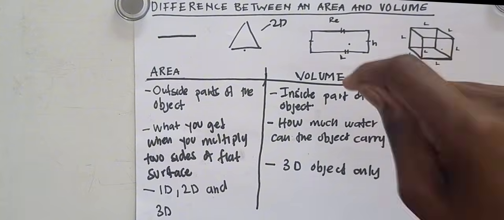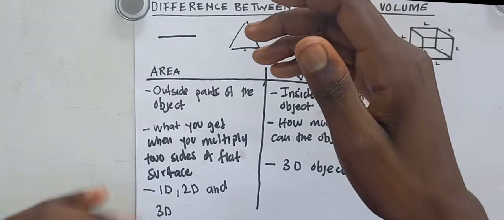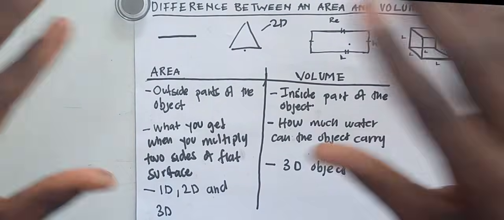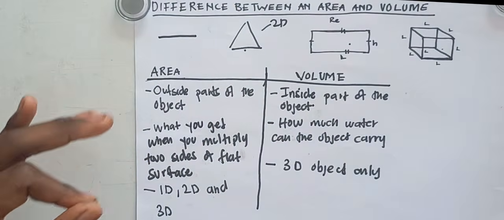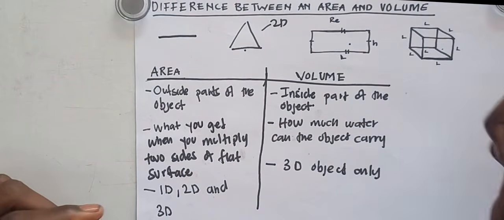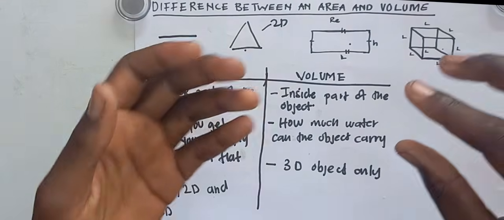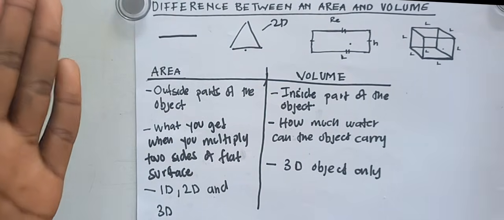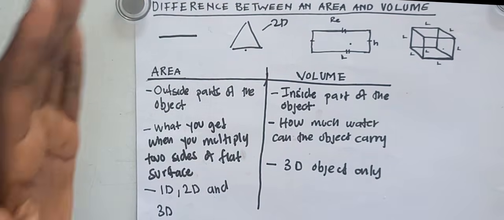So what I want you to take away from this video is that when we talk about an area, we talk about the outside parts, and we can find an area of any object that we want, a 2D, a 1D, a 3D object. However, for a volume, we can only find a volume of a 3D object only. Why? It's because when we talk about the volume, we talk about how much that kind of stuff can carry, how much water, if we talk about water, how much capacity it is able to carry.